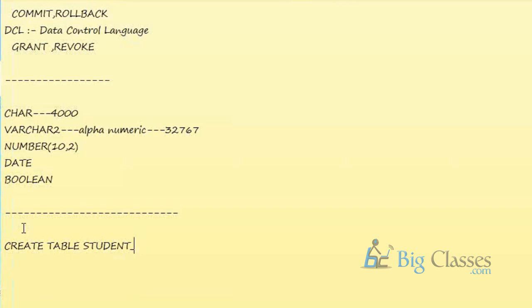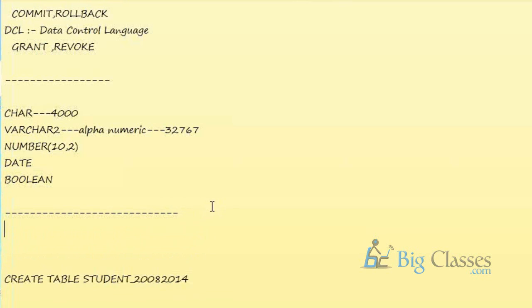Suppose I want to create a table with today's date, like student underscore, whenever you are taking a backup, let's say 20/08/2014. This way I can do it. The special characters which are allowed are underscore, hash, and dollar. Whenever you are naming any object, you cannot use a star as a special character. A hyphen is also not allowed. So these are the special characters which are allowed when you are defining a table in the database.